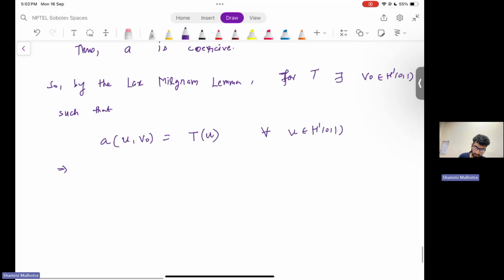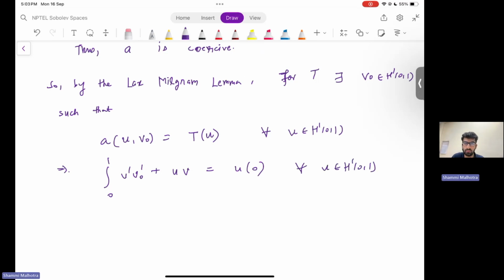But what this implies? This implies nothing but the integration from 0 to 1 of u' v naught' plus u v naught is equal to T(u). So this is something which we wanted, just an application of the Lax-Milgram lemma, right? So let's have another question.